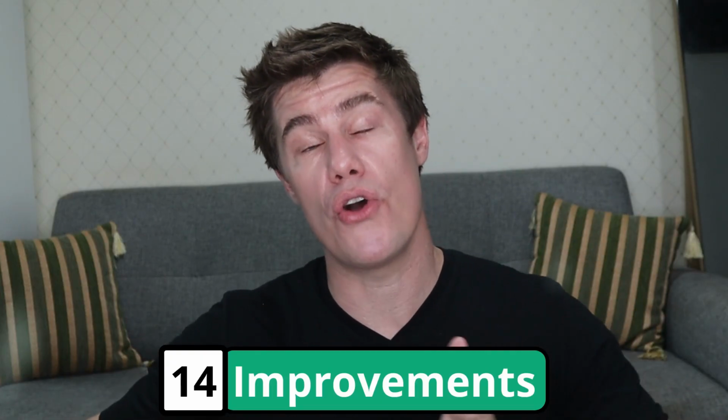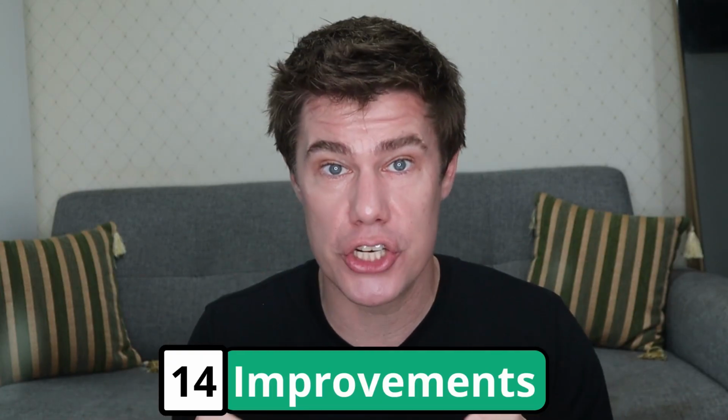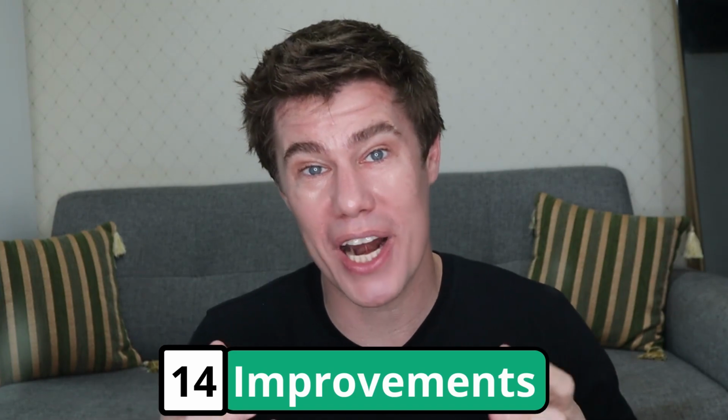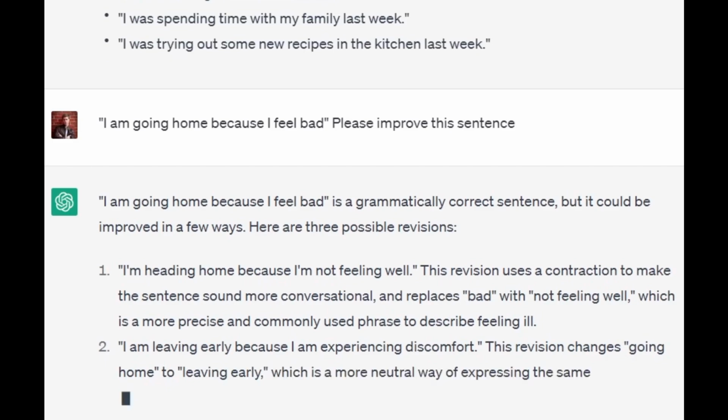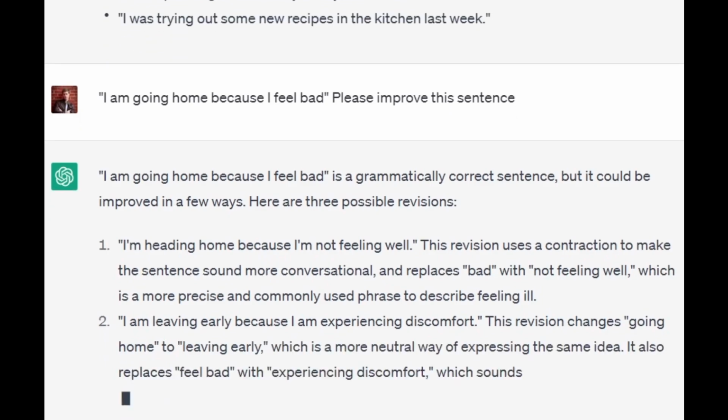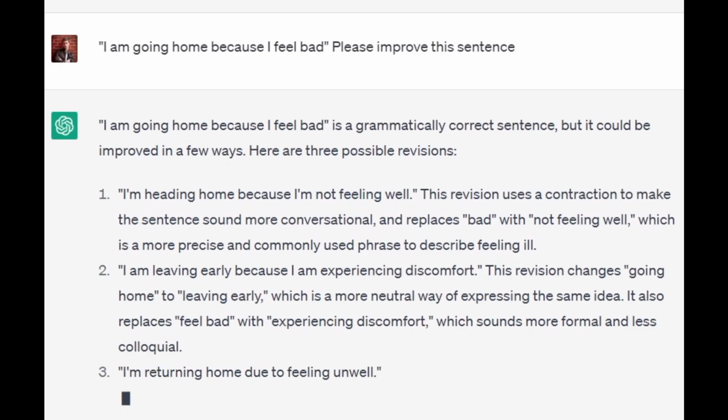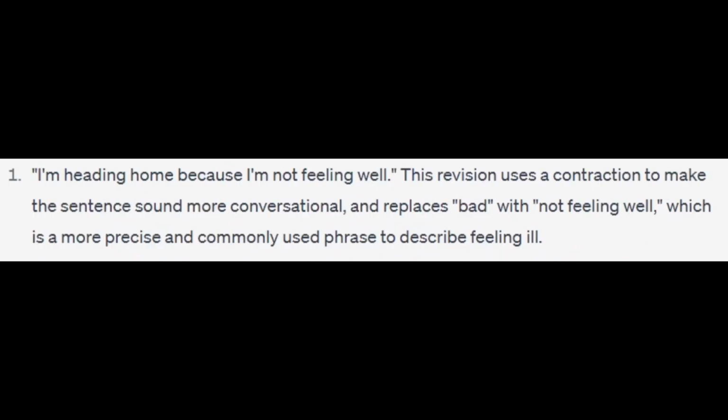But you can also answer and ask ChatGPT to improve whatever answer you give. I am going home because I feel bad. Please improve this sentence. I'm going home because I feel bad is grammatically correct, but it could be improved in a few ways. Here are 3 possible revisions. I'm heading home because I'm not feeling well. This revision uses a contraction to make the sentence sound more conversational and replaces bad with not feeling well, which is a more precise and commonly used phrase to describe feeling ill.